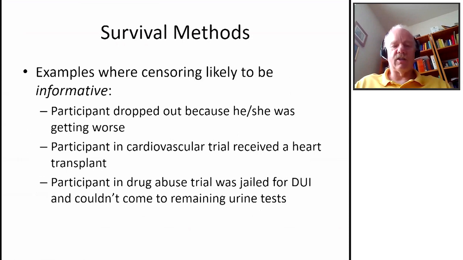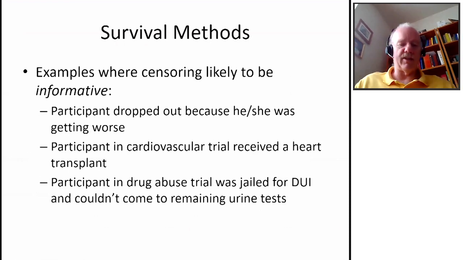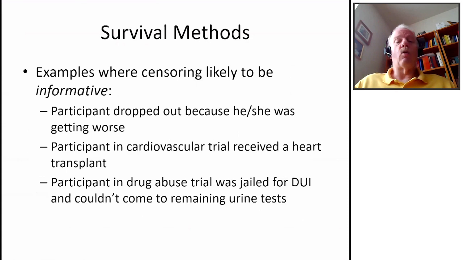Oh, I was just getting sicker and sicker, and I'm not going to stay in your study anymore. That's a problem, because that's a situation where the reason that they're dropping out is related to whether they were about to have the event. Maybe they were getting so sick that they would have had the event very soon afterwards. Or a participant in a cardiovascular trial receives a heart transplant.